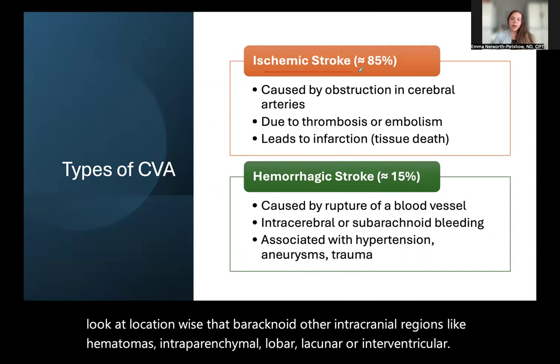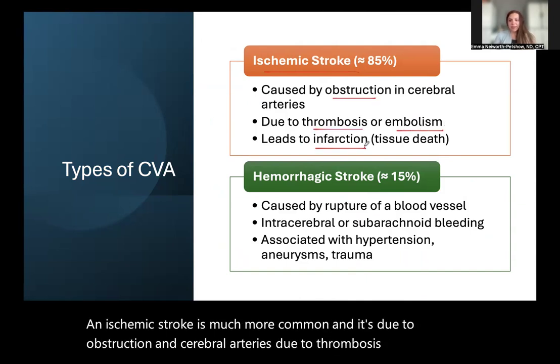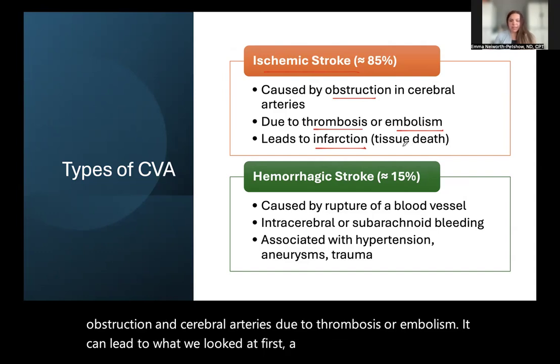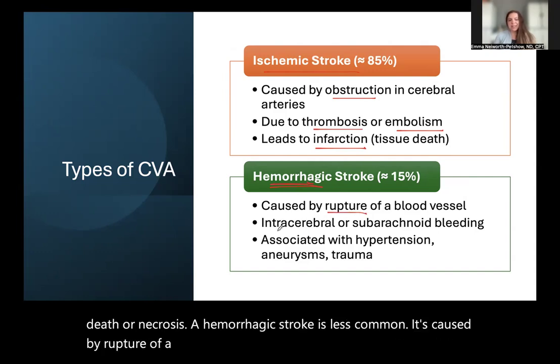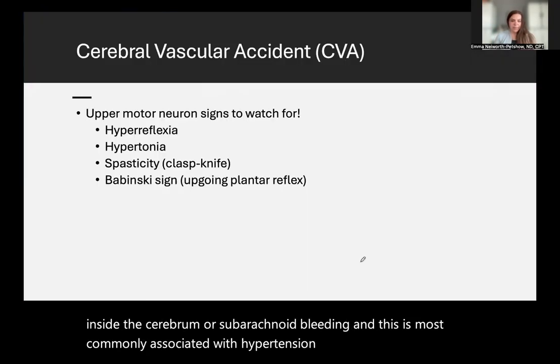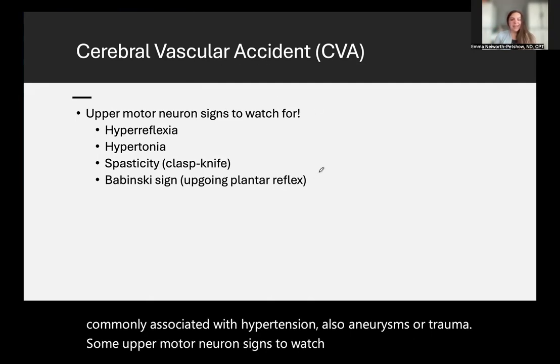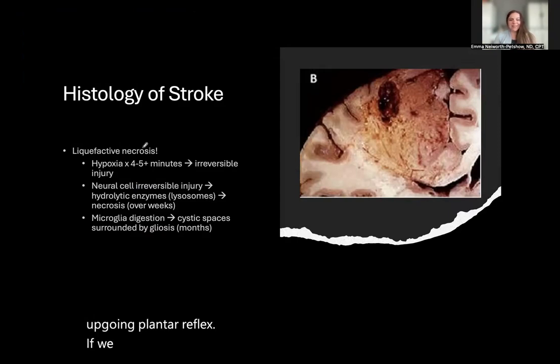An ischemic stroke is much more common, and it's due to obstruction in cerebral arteries, due to thrombosis or embolism. It can lead to what we looked at first, a cerebral infarction, or tissue death or necrosis. A hemorrhagic stroke is less common. It's caused by rupture of a blood vessel, oftentimes leading to intracerebral, inside the cerebrum, or subarachnoid bleeding. And this is most commonly associated with hypertension, also aneurysms or trauma. Some upper motor neuron signs to watch for in CVA include hyperreflexia, hypertonia, spasticity, and Babinski's sign, which is an upgoing plantar reflex.